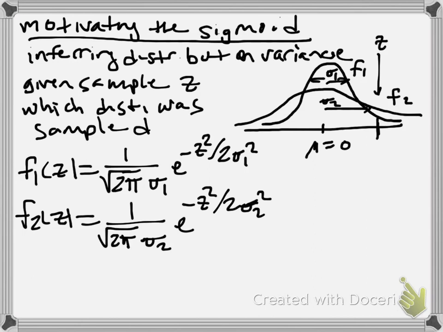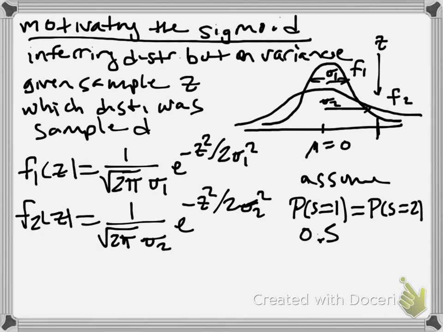Okay, fine. And let's assume the probability that I'm sampling from distribution 1 is the same as the probability that I'm sampling from distribution 2. In other words, they both have probability 0.5. That's your prior. So we have a uniform prior. I have no bias to suspect that either one may be sampled from. And the question that I want to know is, what's the probability that I sampled from S2 given some sample Z? That's my question mark there. How do we compute that?